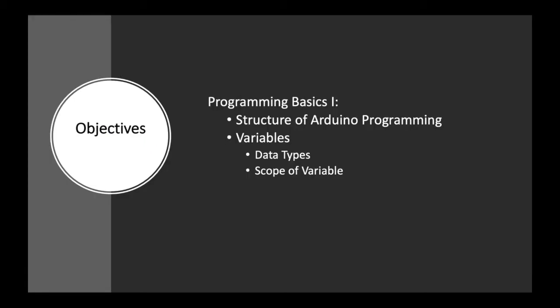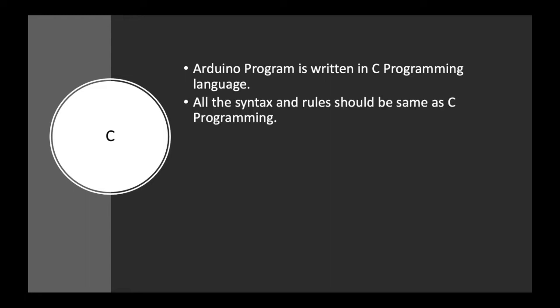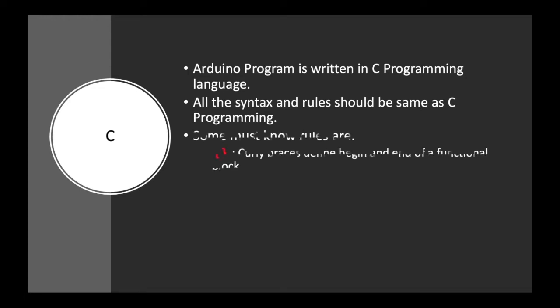In this video, we are going to look at the structure of Arduino programming, and we are going to discuss variables and how to use those variables. The Arduino programming language is basically written in C, which means all the syntax and rules should be the same as in the C programming language.